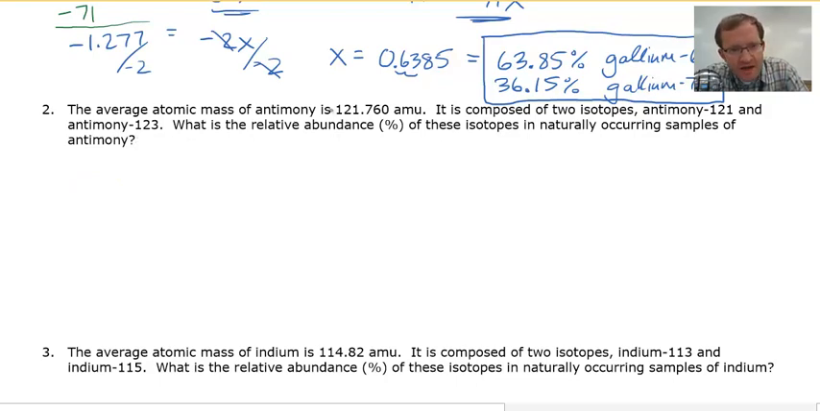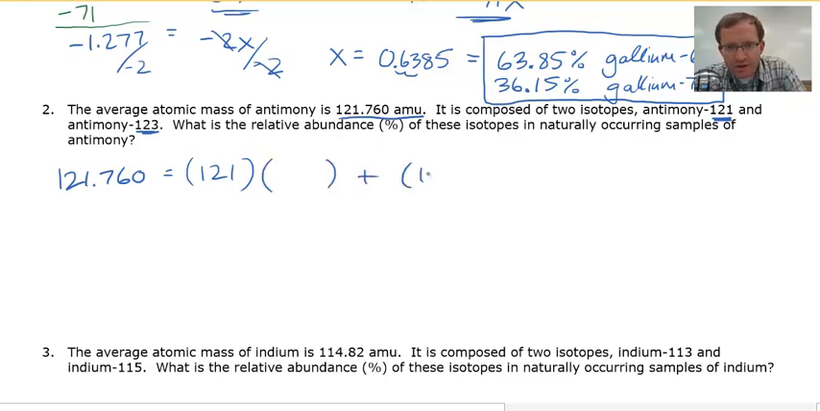The average atomic mass of antimony is 121.760. So that's our starting number, 121.760. There are 2 isotopes of antimony, 121 and 123. Those are our 2 mass numbers for our 2 isotopes of antimony, 121 and 123.